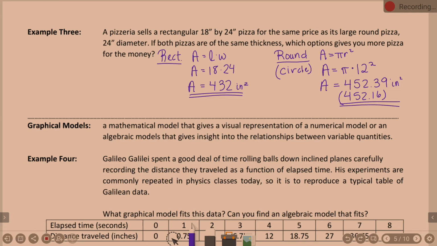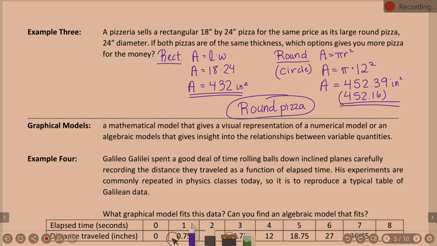Okay. Which option gives you more pizza for the money? Okay. With these specific size dimensions, the round pizza gets you more for your money, yes? Okay. Our proof is in our work there.